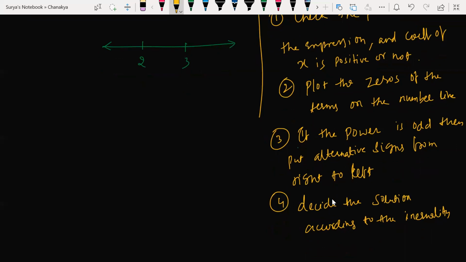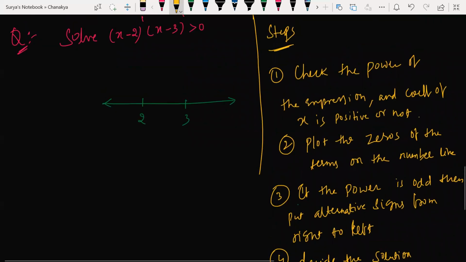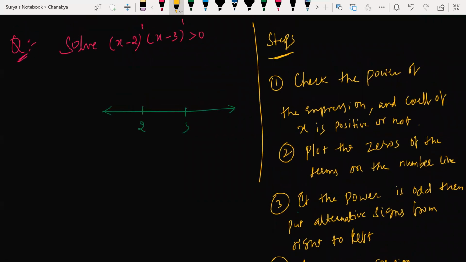I'm writing fast, and I'm not writing well. Any doubts in the points I have written here? You understood the point, right? This is the question I have given. First of all, check whether the coefficient of x is positive or not. The coefficient of this x is positive, and the coefficient of this x is also positive. Am I correct?